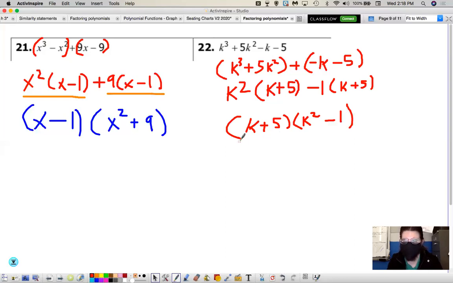Check it, make sure we can't do anything else. k plus 5, k squared minus 1. We've got another difference of squares. Do it. k plus 5, that's k minus 1 times k plus 1. Nothing else we can do. Go on to the next one.